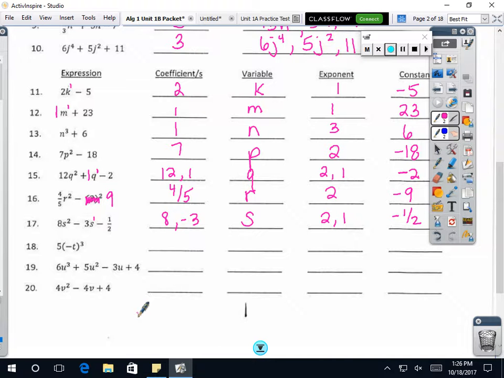Okay, number 18. For number 18, you can simplify this, because what is that 5 supposed to do? Multiply by this. Well, what's the coefficient of that t? Negative 1. So isn't 5 times negative 1 going to make a negative 5? What's the variable? T. What's the exponent? And then what's the constant? There's nothing. It would be like plus 0. So it does not exist. There's no constant.